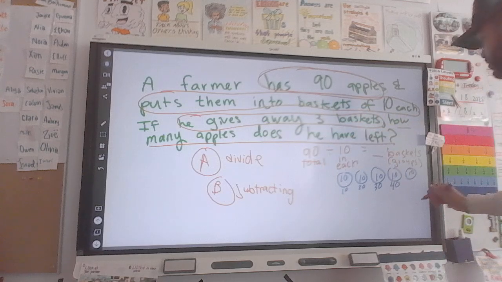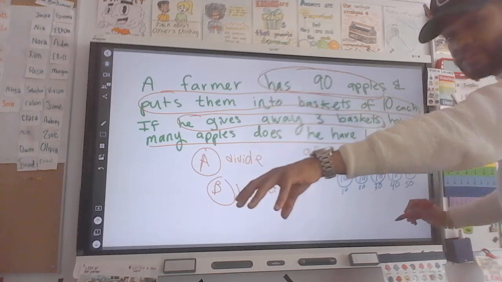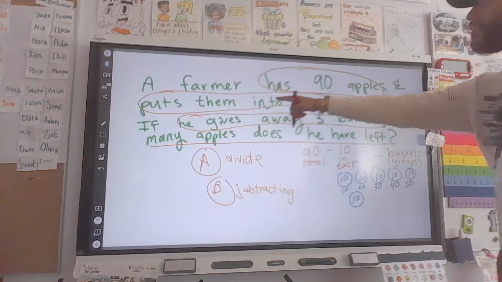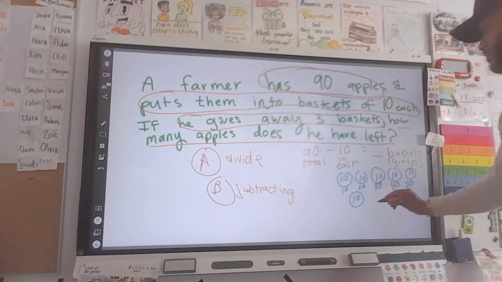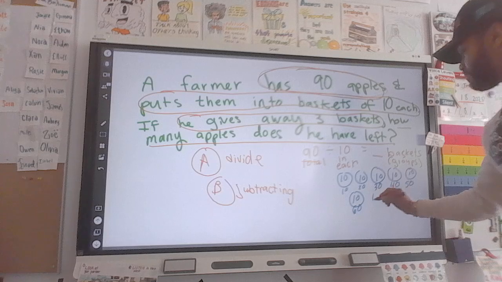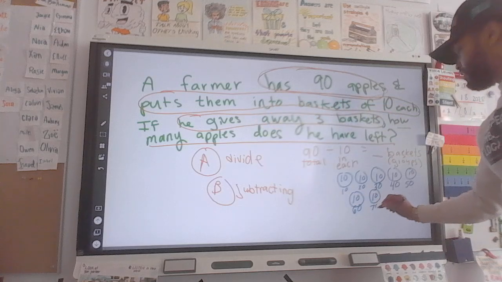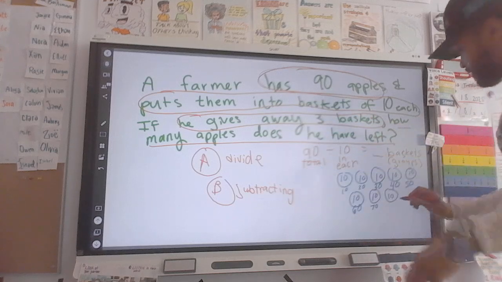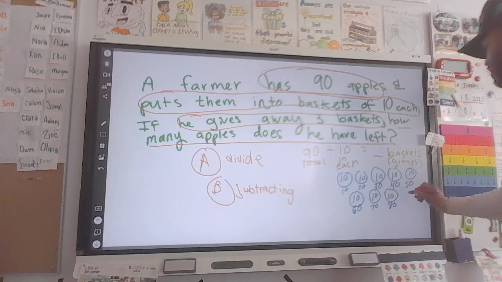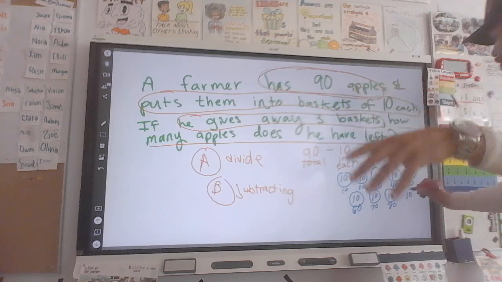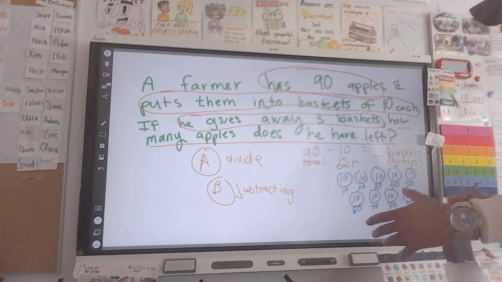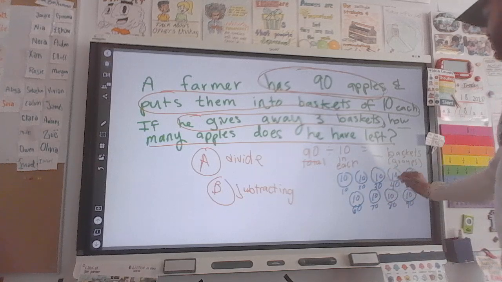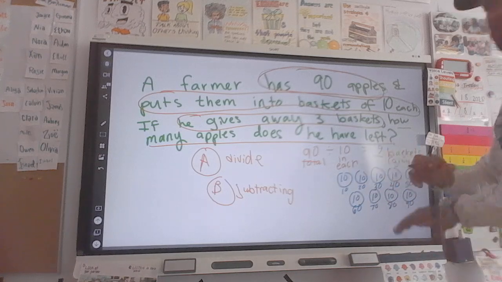Another 10 in each, another group. Another 10 in each, or like it says, I put them into another basket of 10. This is 60. I put it into another basket of 10. 70 apples. I put 10 apples in another basket. Now I'm at 80 apples, and I put 10 apples in this final basket, which gets me to 90 apples. Cool. So as you can see, I have 1, 2, 3, 4, 5, 6, 7, 8, 9 baskets. Cool.